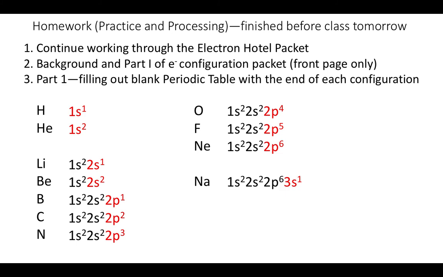What's going to start to happen is you're going to start to see that there are certain regions on the periodic table where all of your S electrons are found, where all of your P electrons are found, where all of your D electrons are found. As you're filling out your blank periodic table, make sure that you have that green Aufbau principle shortcut so that you know the order in which you are filling these electrons.